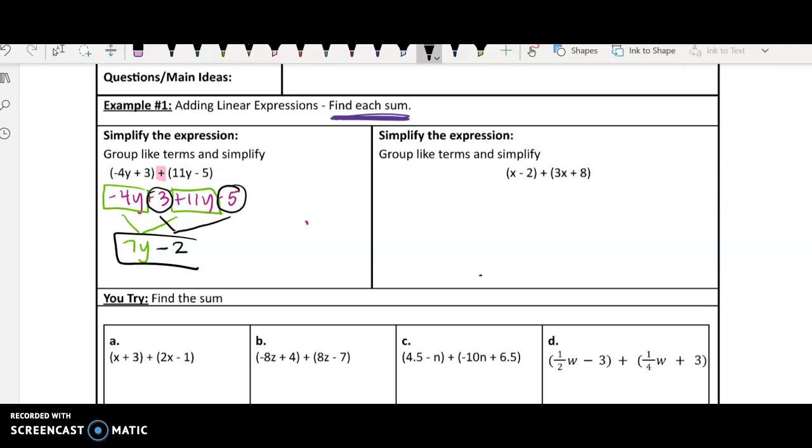This whole thing is my answer. I cannot go any farther. This has a y, this does not. Therefore, this whole thing is what I type into Big Ideas.